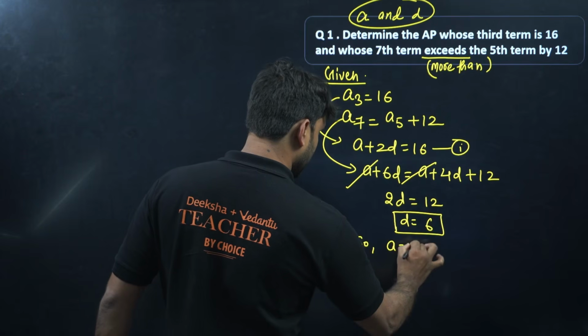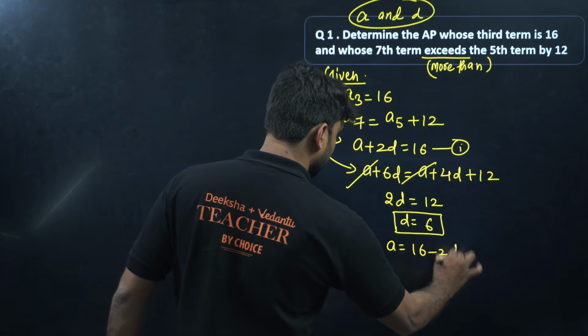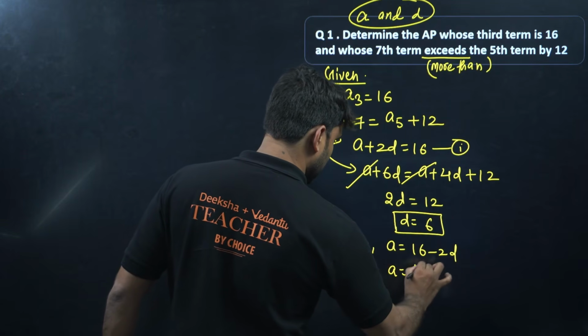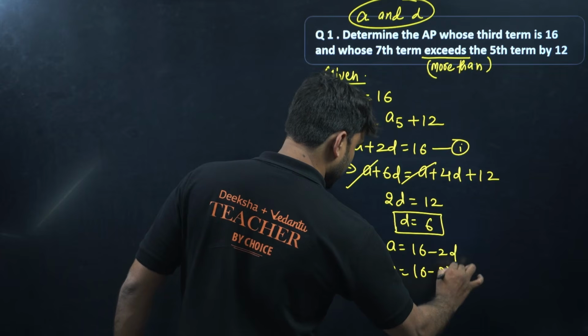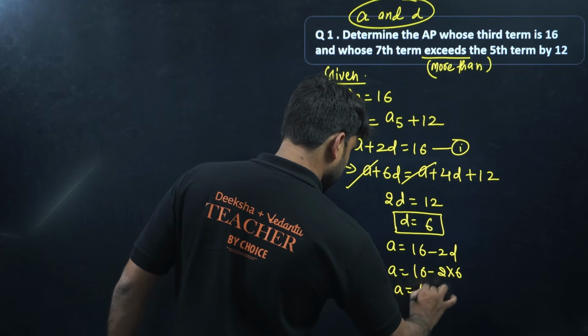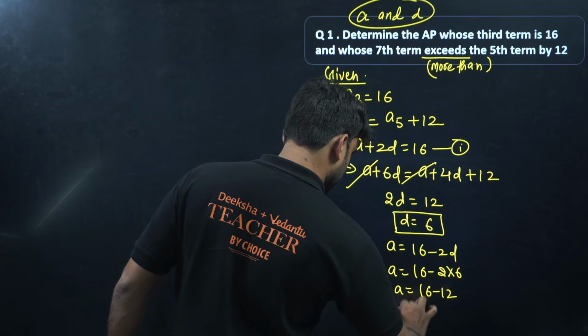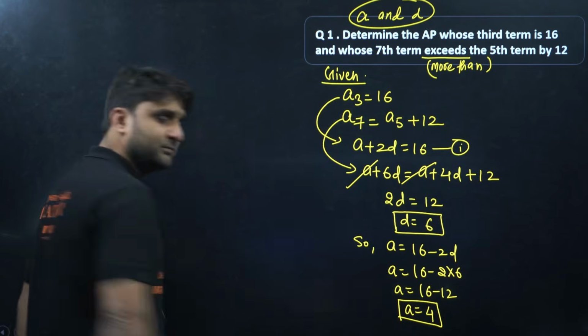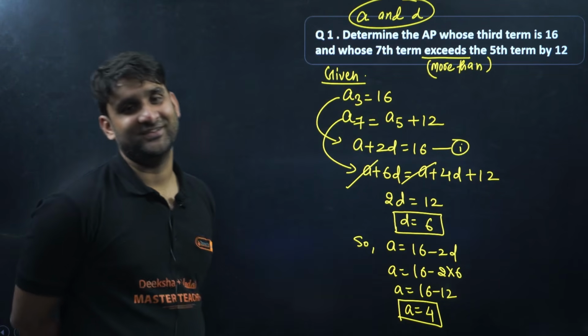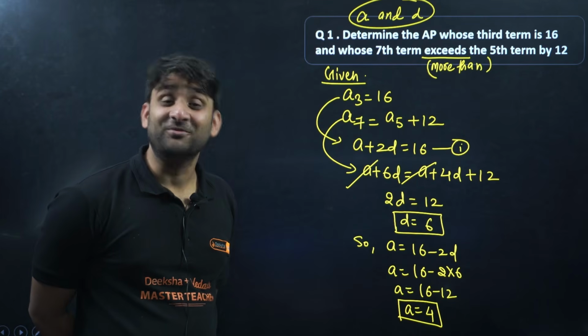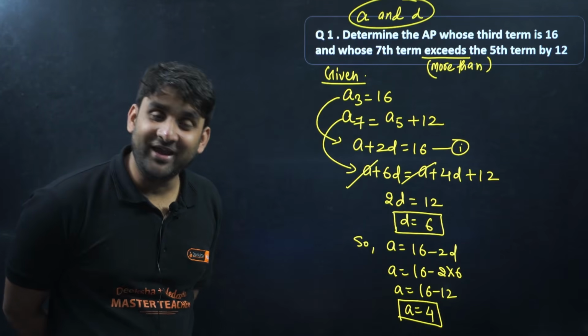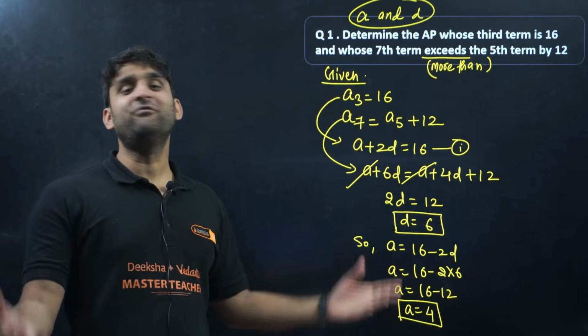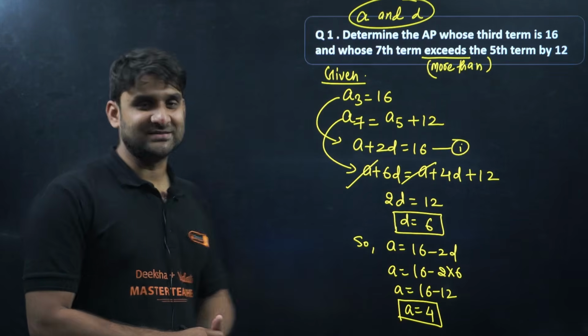So A will be equal to 16 minus 2D. So A will be equal to 16 minus 2 into 6. So A will be equal to 16 minus 12. So A will be equal to 4. Clear? Wow, sir, it's magic. So my dear champions, you have A, you have D. Now you can find out anything.